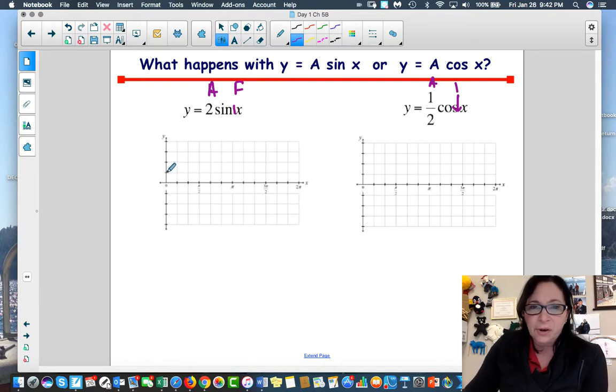So if I always start off with my parent graph, sine starts at 0, ends at 0. Halfway through it goes to the 0. Here's 1. Here's negative 1. So my sine wave is going to do this.